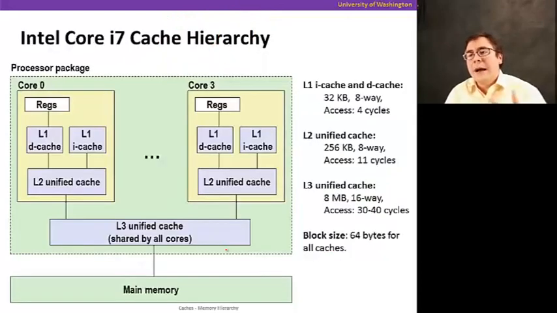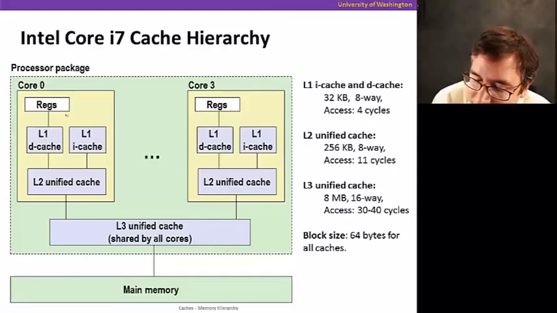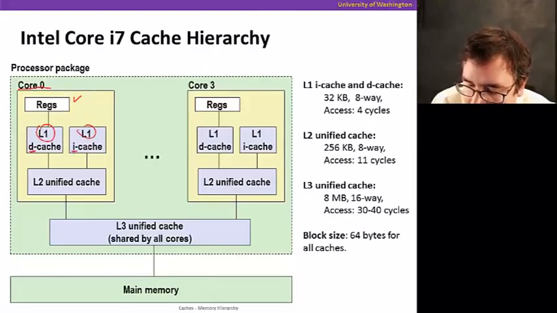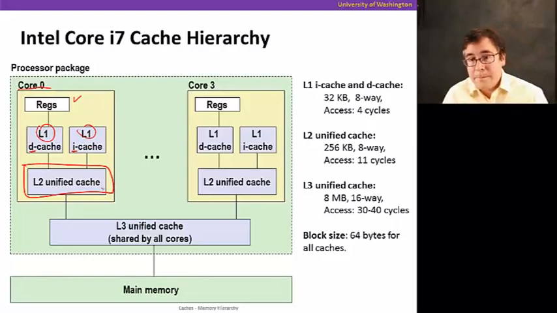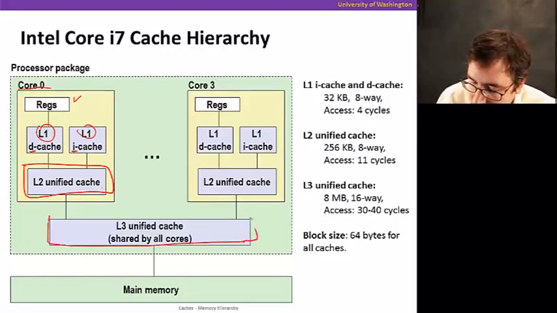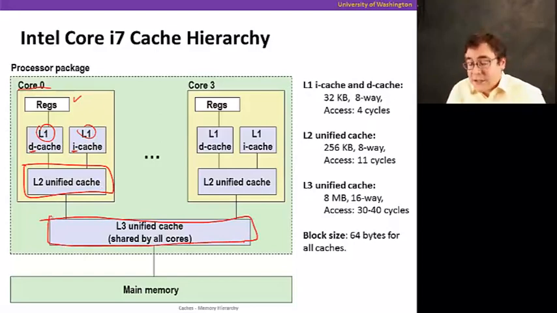Now one more example. Let's look at the cache hierarchy of the Intel Core i7, which I'm sure many of you have. The Core i7 has, for each core inside this multi-core processor, registers, an L1 cache for data and an L1 cache for instructions, and a unified L2 cache per core. Then there is a unified L3 cache shared by all cores in the system. So just inside the chip itself, which has multiple cores, there are already three levels of cache: L1, L2, and L3.